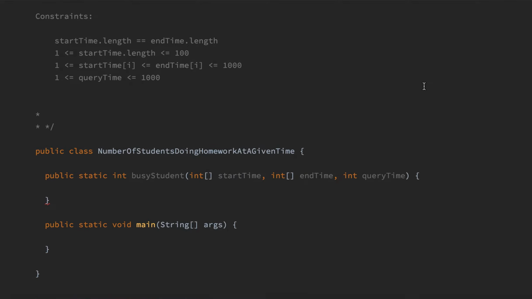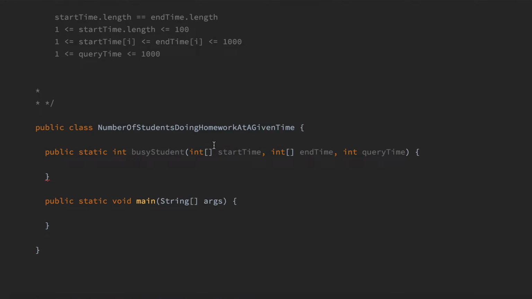Okay, so down here I've written up our class. Our class is just the name of the problem, number of students doing homework at a given time. We have our method here that we're going to solve in. This is this busy student method.